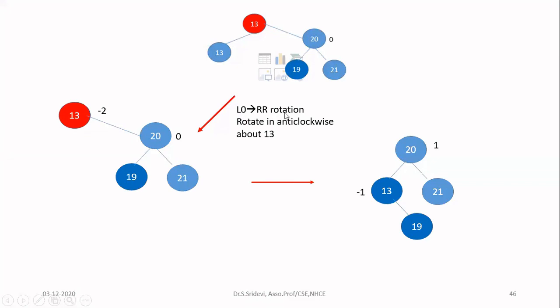So what does RR rotation say? You have to rotate in the opposite direction about the imbalance node, that is the first node. So rotate in the anti-clockwise direction about the node 13. This is the node 13. I am going to pull 13 down in the anti-clockwise direction. When I do that, this 13 will come down and 20 will move up. So 20 is moving up along with this 21. And now 13 will be pulled down as a left child of 20. So now 13 is connected as a left child of 20.